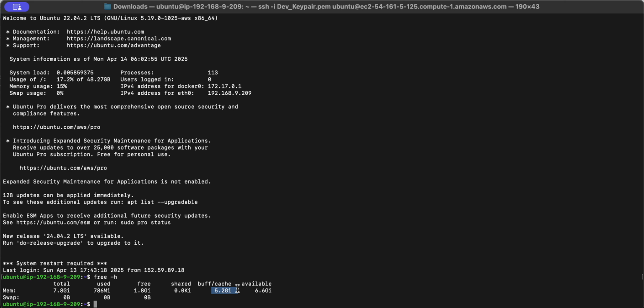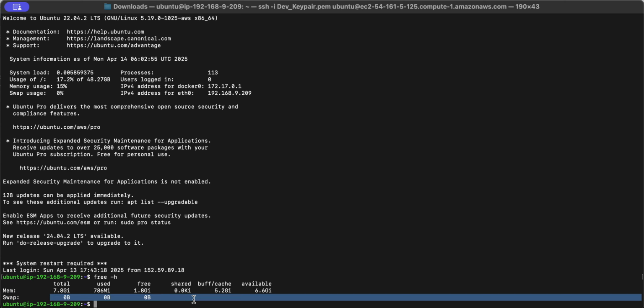And now this swap. Swap memory is something where you can define that your disk can be used as memory, as some part. So you can define that I need 1 GB of my disk to work as memory.